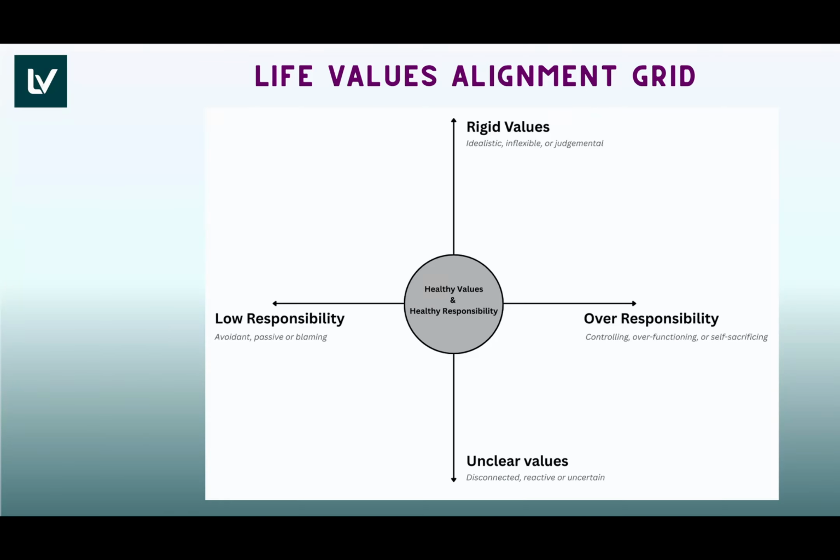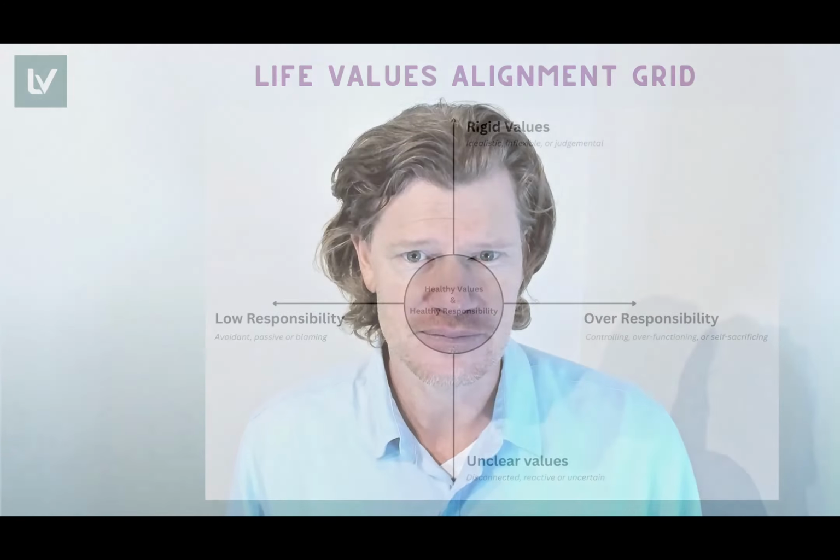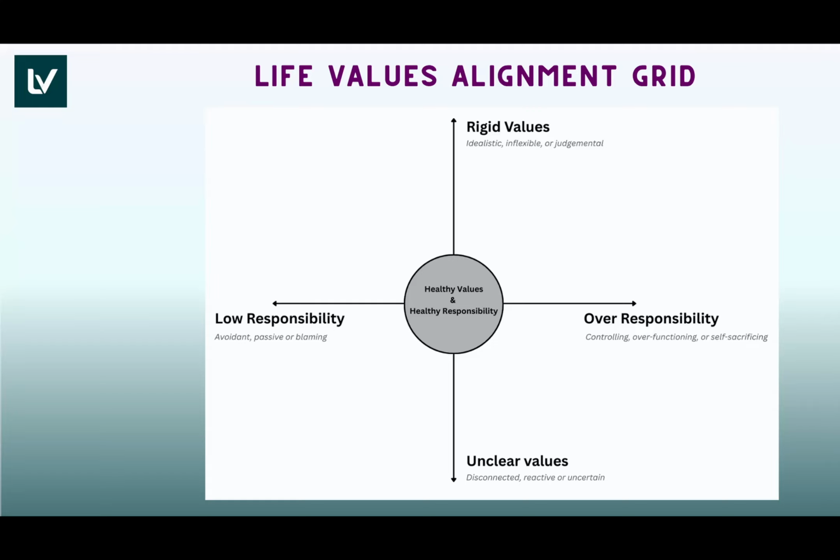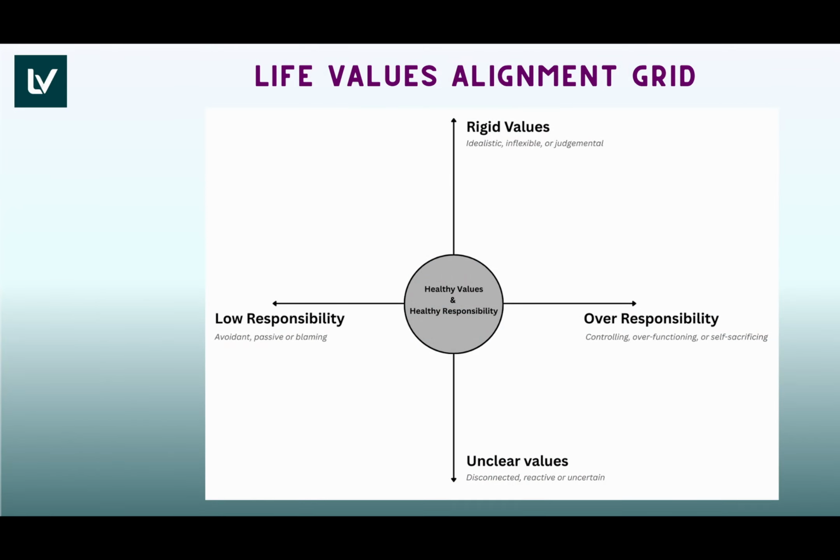center of health. So as you can see there, we've got rigid values up the top, and this is about being idealistic, inflexible, or judgmental. Now these labels here aren't to label people or shame people, but just to help recognize where you might be on the Life Values Alignment Grid. And down the bottom, you've got unclear values, and this is where you or your clients might be feeling disconnected, reactive, or uncertain.